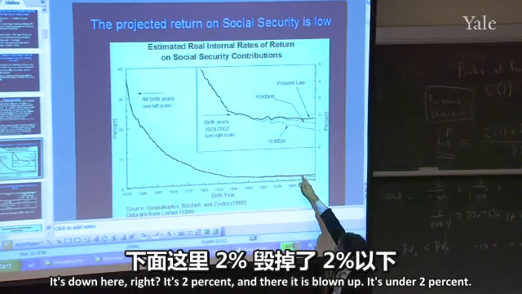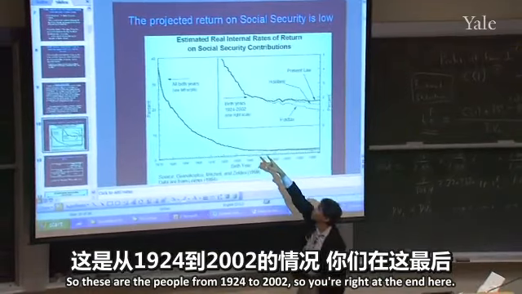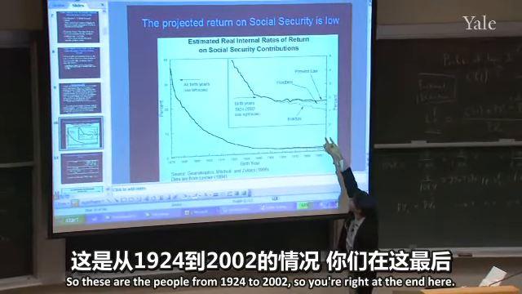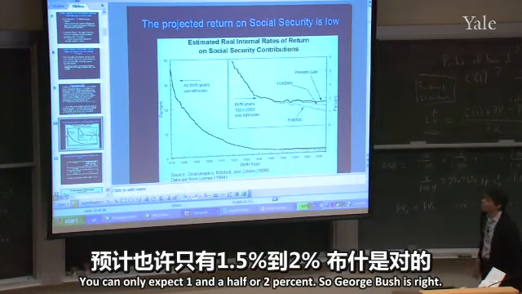It's under 2%. These are the people from 1924 to 2002. So you're right at the end here. That's your rate of return blown up. You can only expect 1.5 or 2%.